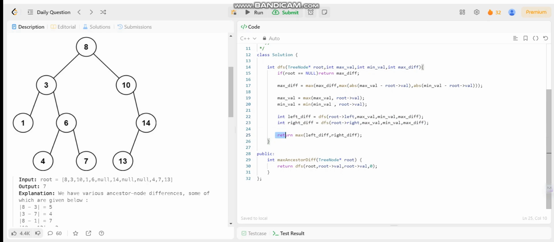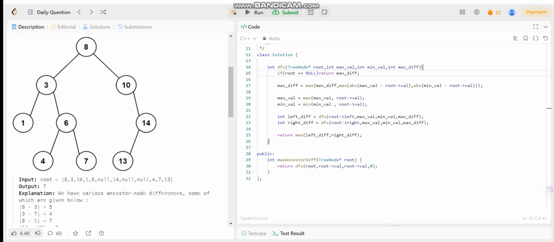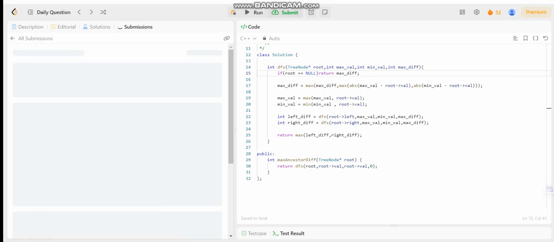At last, we can return the maximum from the values we obtain from the left and right subtrees. And whenever we encounter None, we return the maximum difference, because as I said, 5 doesn't have any nodes. So here we return 8, and 6 also doesn't have any nodes. So here also we return the maximum difference. So this code will work perfectly.